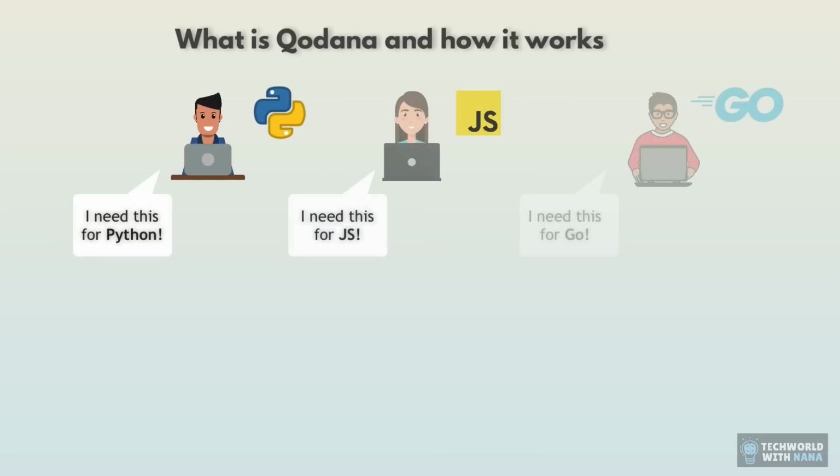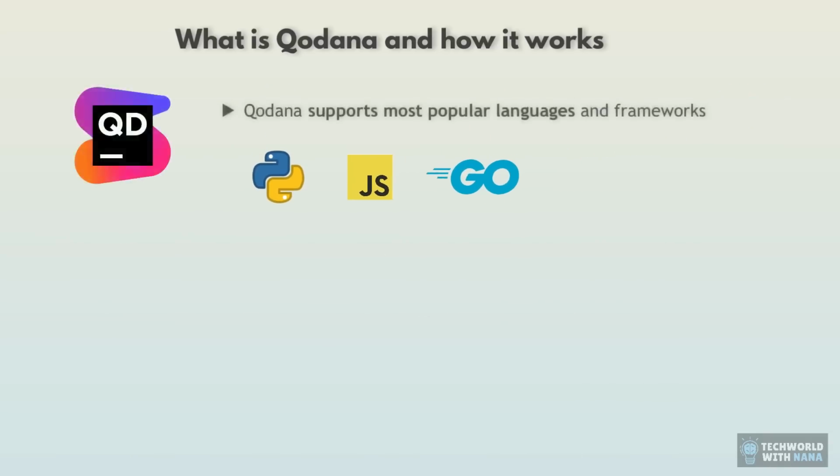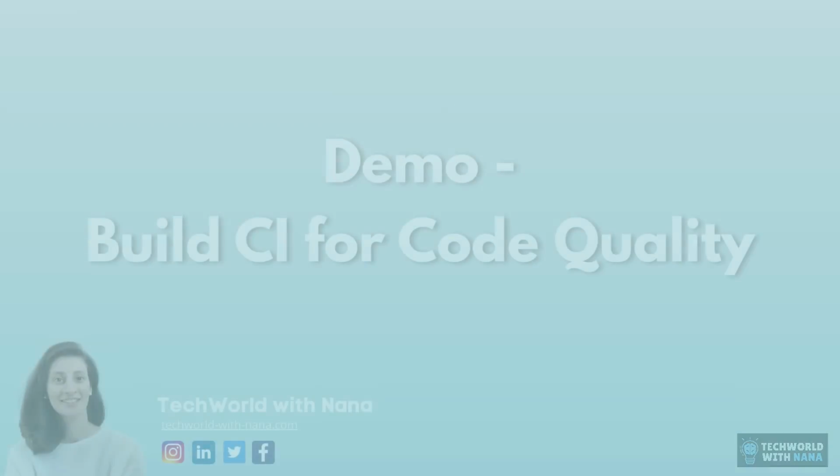And of course, we want this to work for different programming languages. Usually you would have dedicated tools for different programming languages. The good thing about Qodana, and a convenient thing, is that you can use it for basically all the popular languages like Java, JavaScript, Python, and so on. So you don't have to switch between different tools.